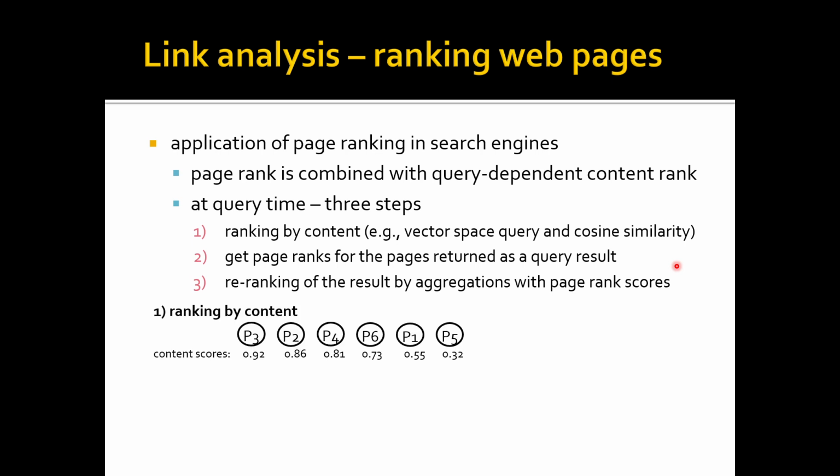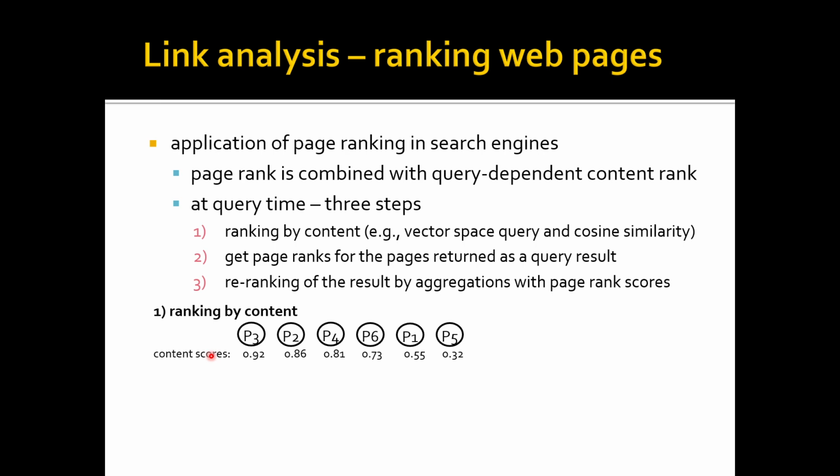So let's have this example. We have 6 pages. Based on the content, we get these scores. It's sorted. So the most relevant with respect to some vector query is the page 3 with score 0.9.